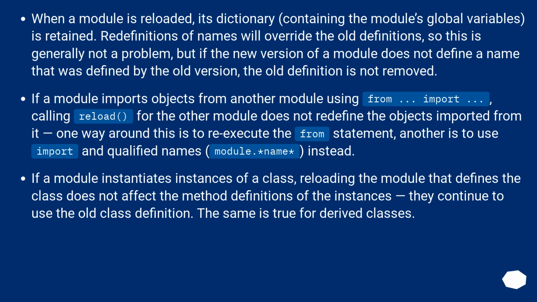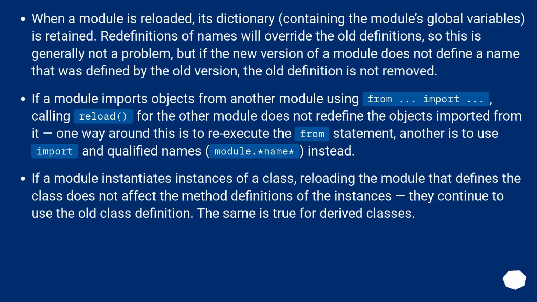When a module is reloaded, its dictionary, containing the module's global variables, is retained. Redefinitions of names will override the old definitions, so this is generally not a problem, but if the new version of a module does not define a name that was defined by the old version, the old definition is not removed. If a module imports objects from another module using from ... import ..., calling reload for the other module does not redefine the objects imported from it. One way around this is to re-execute the from statement. Another is to use import in qualified names, module.name, instead.